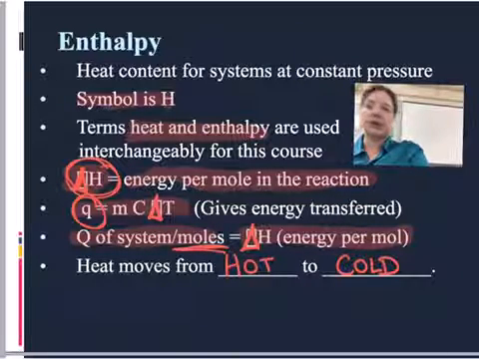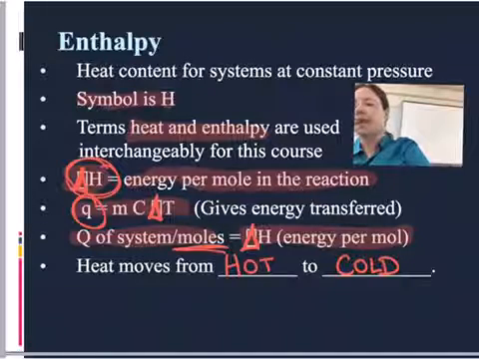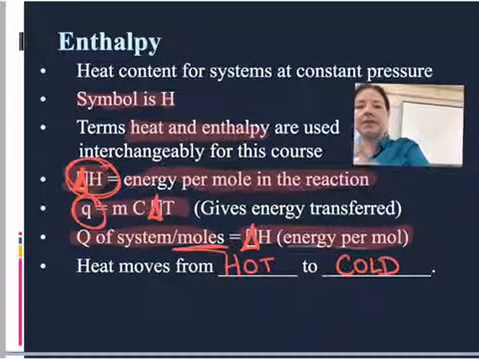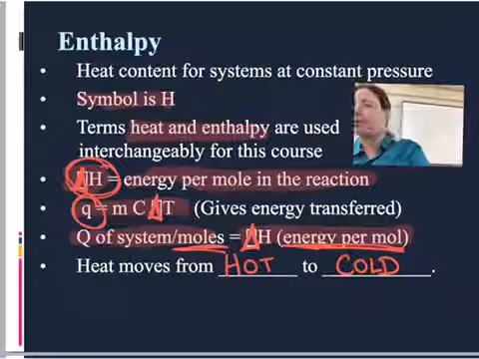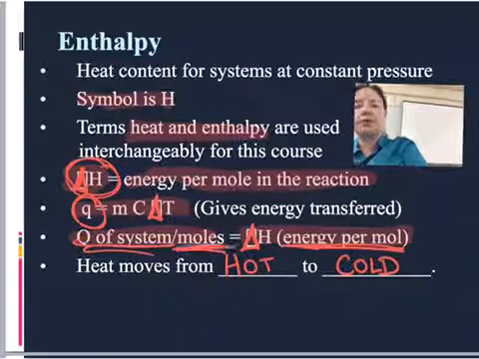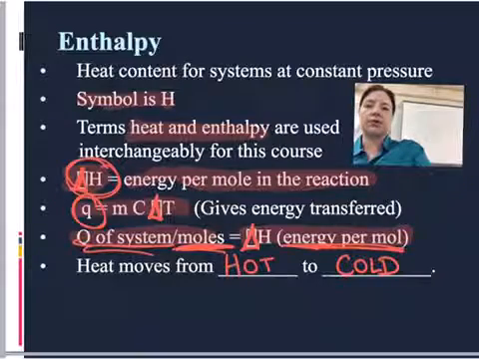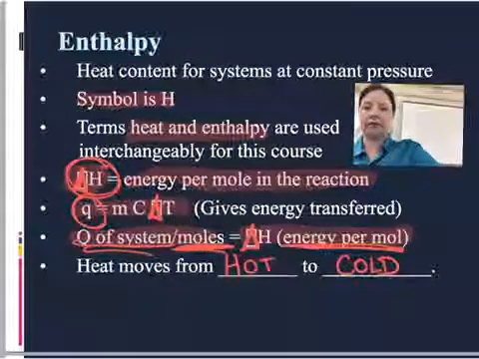And so this is where our stoichiometry comes into play. The key here is to keep in mind that it's energy per mole, and the Q of this system is per moles. And we're going to see how that plays a role in a balanced chemical equation.